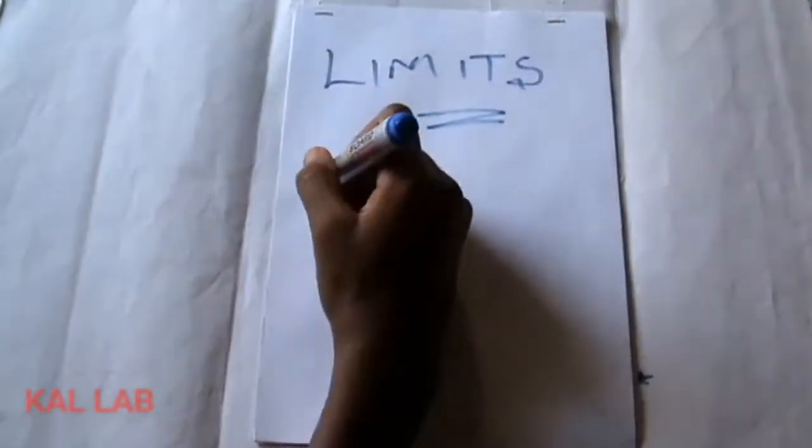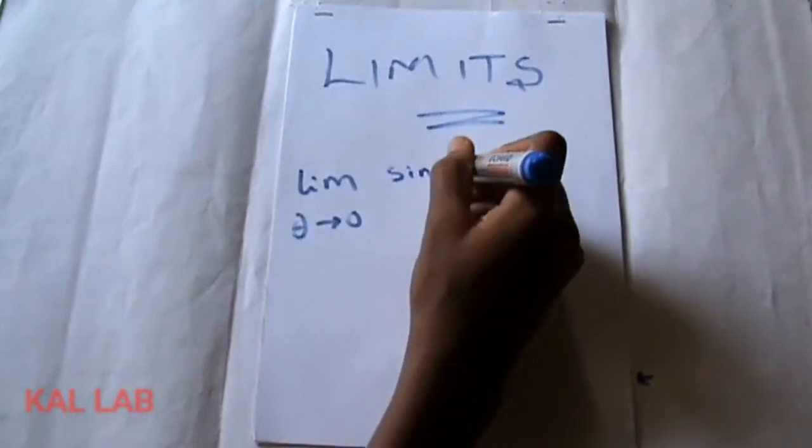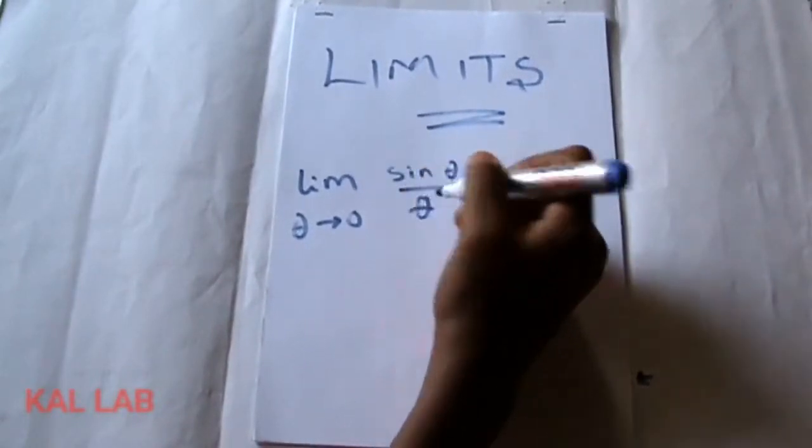Good day, viewers. Today we are going to be looking at a limit that is used a lot in calculus and trigonometry. The function we are going to be talking about is the limit as theta goes to 0 of sine theta over theta.